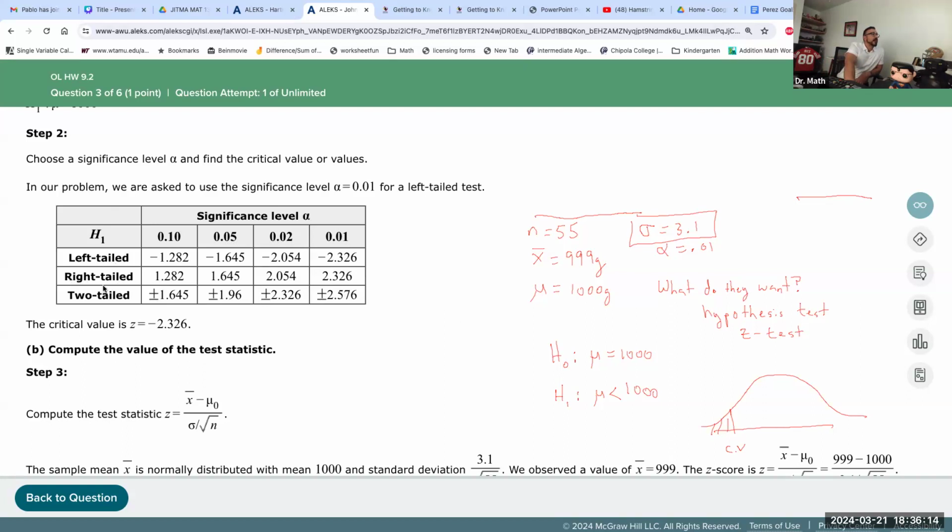Do I have a left tail, right tail, or two-tailed? In this case, we have a left tail. And so this is the number that we're going to use. So this is our critical value that corresponds to that left tail.